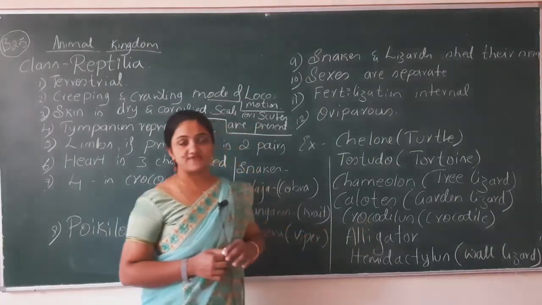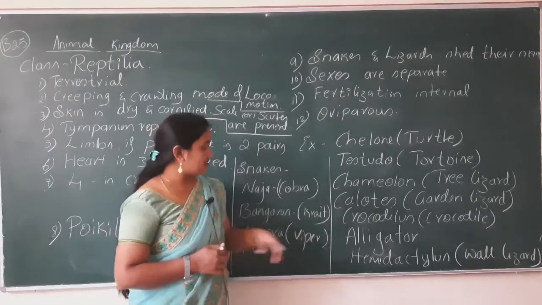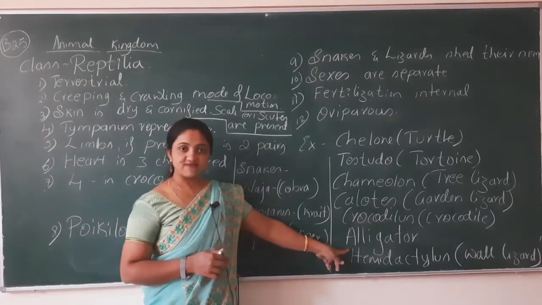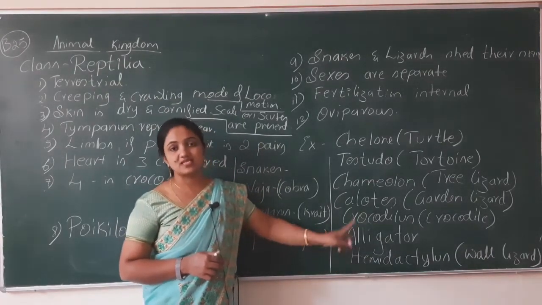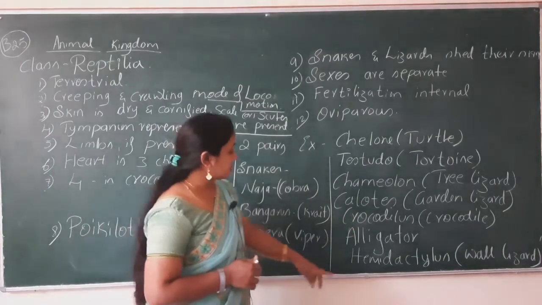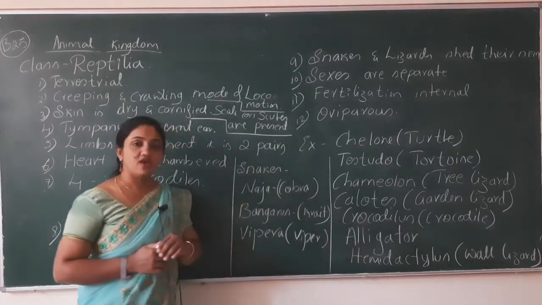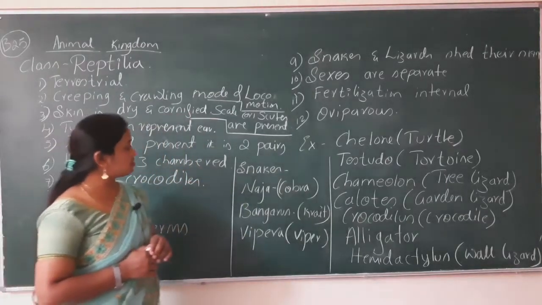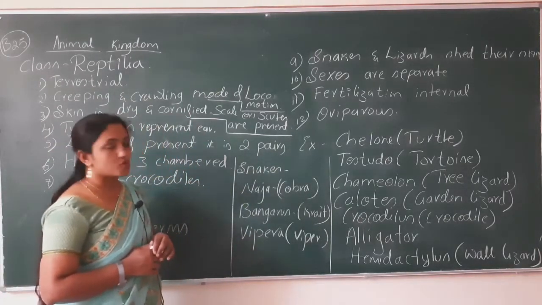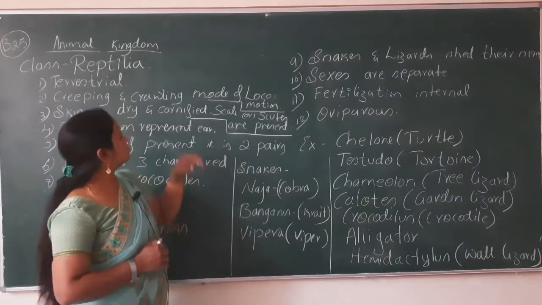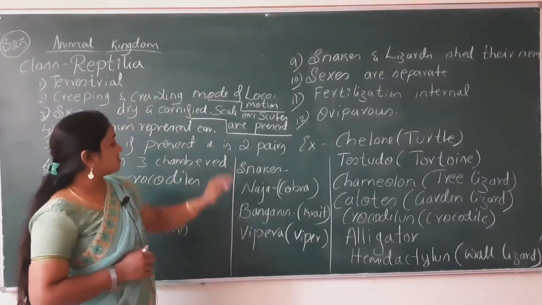Crocodilus, scientific name for crocodile. Alligator, commonly known as alligator itself. And Hemidactylus, common name is wall lizard. And coming to the snakes, the poisonous snakes are also included in the class Reptilia.